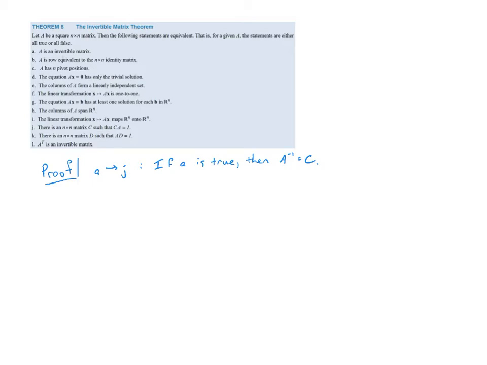Next, we get one that is a little bit more involved. All right, J implies D. If C times A equals the identity, what we're going to do is suppose that J is true, or suppose that CA is equal to the identity matrix. And then we'll say if some vector x satisfies Ax equals 0. Because, by the way, remember, we're trying to show that the equation Ax equals 0 has only the trivial solution. That's what D says.